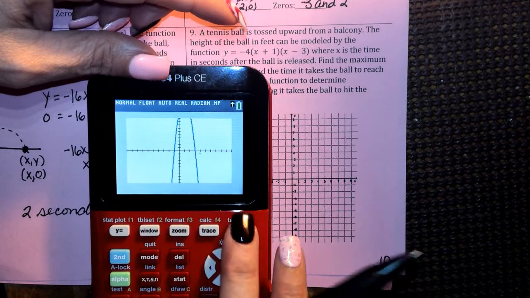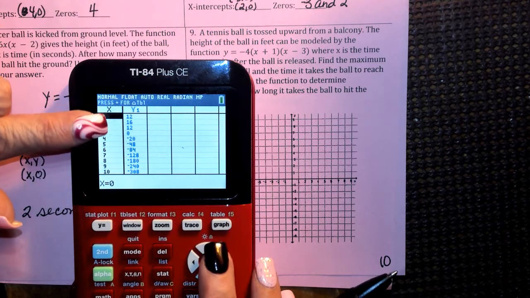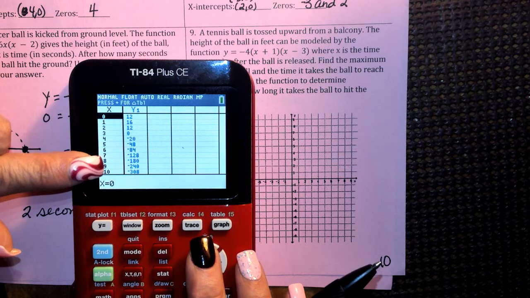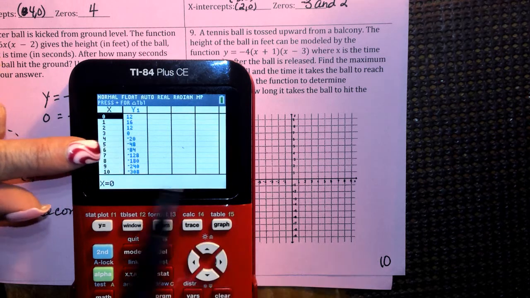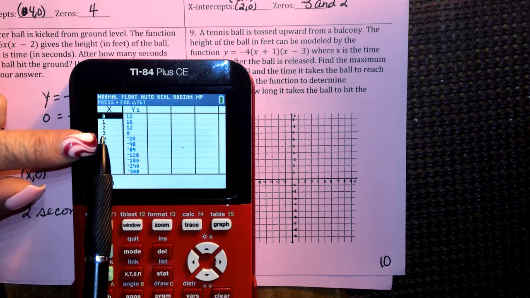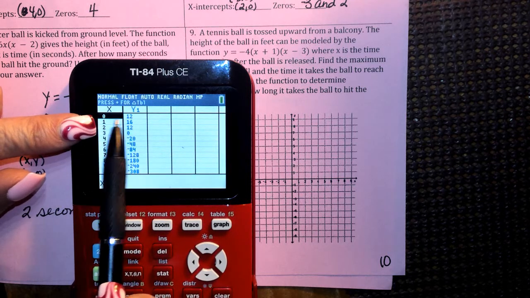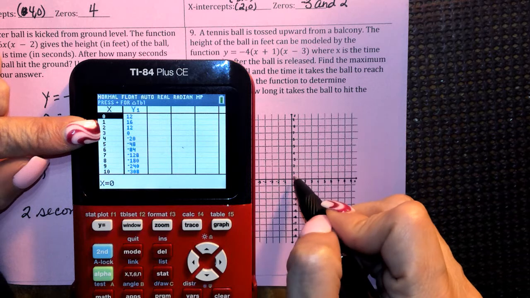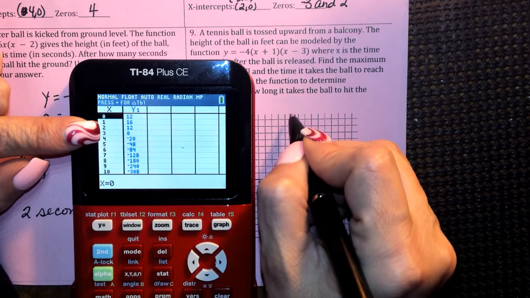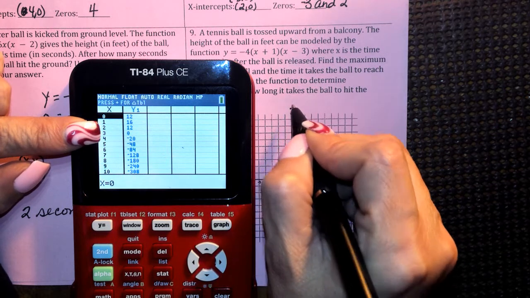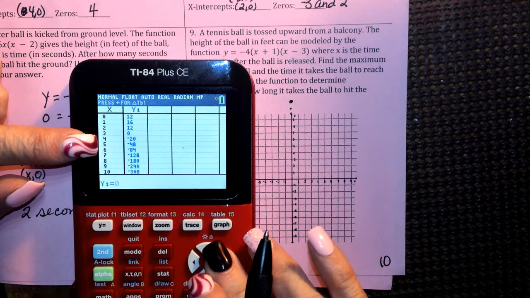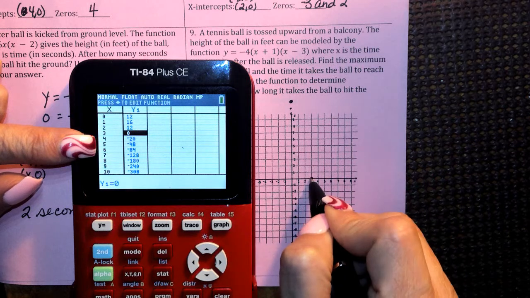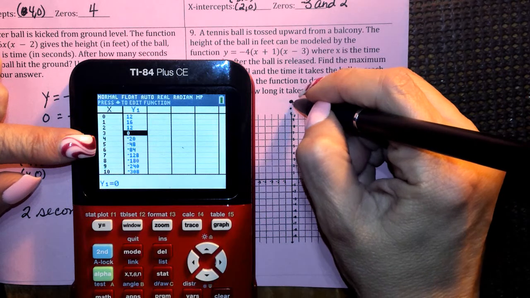So what I'm going to do is go to second table. I'm going to look and see, can I see the vertex of this? And I cannot, I'm not seeing it anywhere. But I do see that at 0, I'm at 12. So I'm going to go ahead and put that on here. Oh, and it doesn't go up. 1, 2, 3, 4, 9, 10, 11, 12. I'm just going to put it right there. And I notice that as it comes down at (3, 0), that seems to be when it hits the ground.